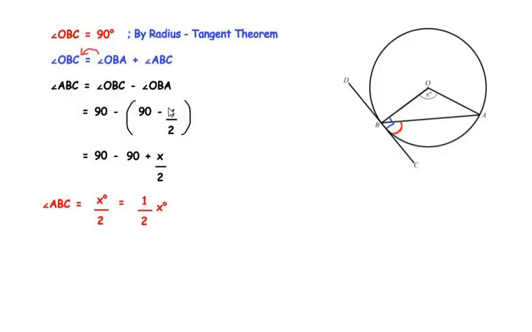Now let us expand this bracket. So here we have 90. Now minus times positive 90 gives us minus 90. Now minus of minus gives us plus x over 2. Now positive 90 and negative 90 will cancel out each other, or they will add up to give us 0. So here we get the value of angle ABC as x over 2 degrees, or we can also write it as 1/2 times x degrees. So we have shown that angle ABC is equal to 1 over 2 times x degrees. This is our answer. Now let us move on to the next question.